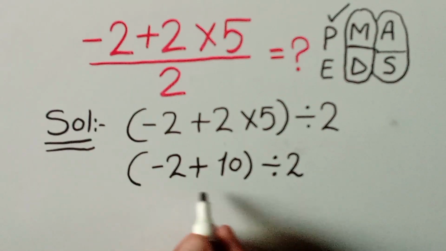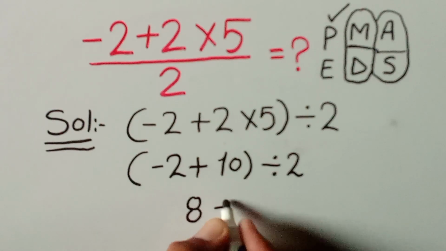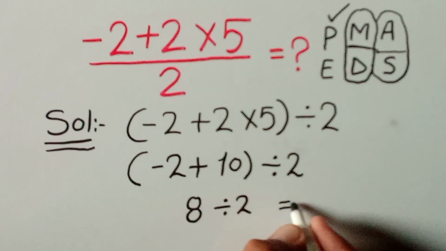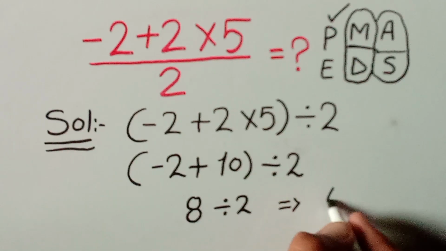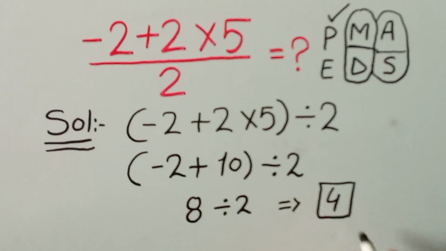Now here, minus 2 plus 10, which is equal to 8, divided by 2. 8 divided by 2, guys, is finally equal to 4. This is the final answer of this expression.